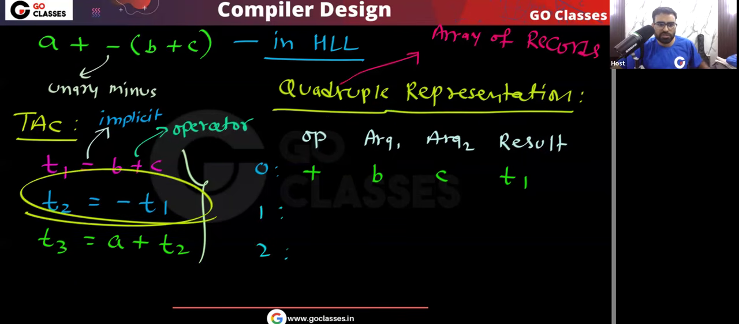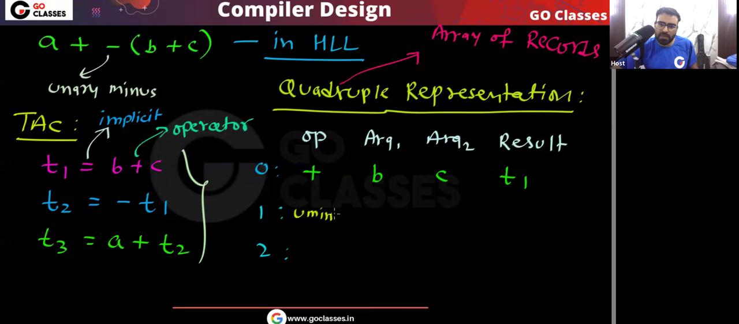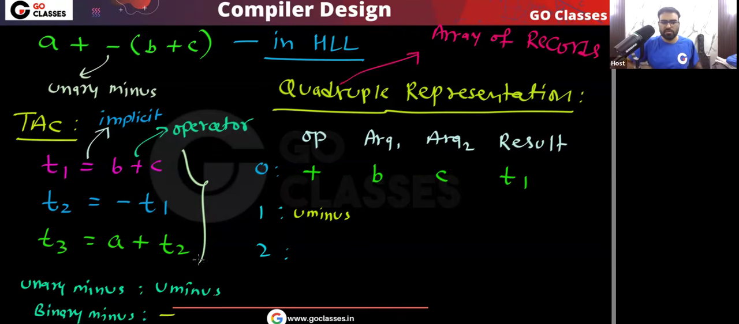Now let's see how to store the next instruction in the quadruple representation. Here the operator is unary minus, so I can say u minus. I'm using this word u minus to denote unary minus. When you have binary minus, for example a minus b or 5 minus 4, then we can directly use the subtraction symbol. So in this instruction the operator is unary minus.